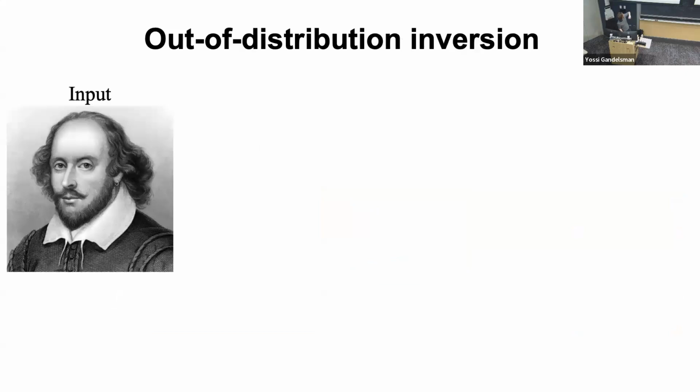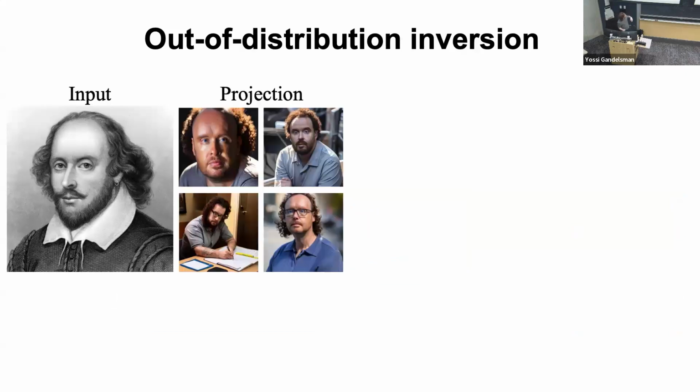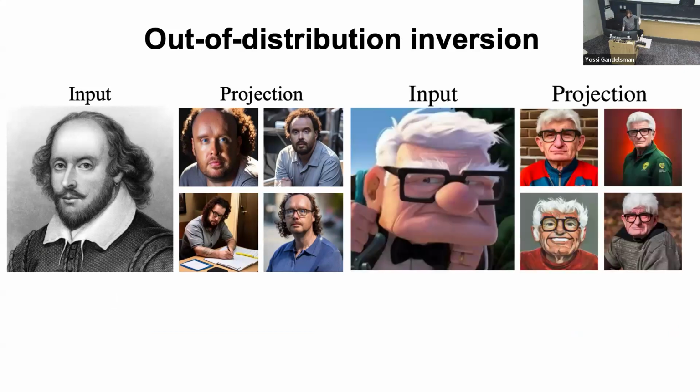So you can start with Shakespeare and invert it into the model and ask Shakespeare to write text in a coffee house and have a tattoo, or just have a blue shirt, or take this person from Up and invert it into the model, and then generate it with a green shirt or a picture of this person. And you can go nuts with it.